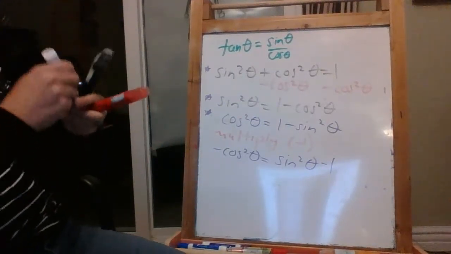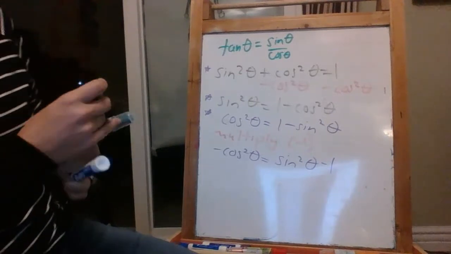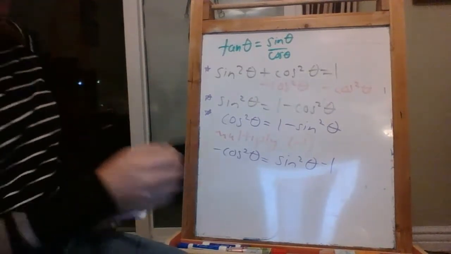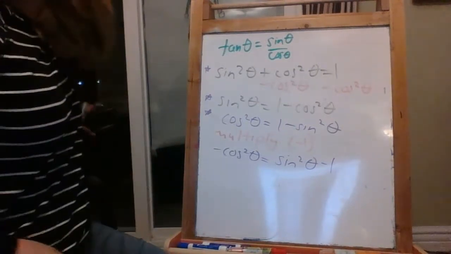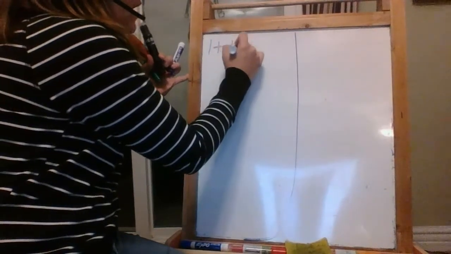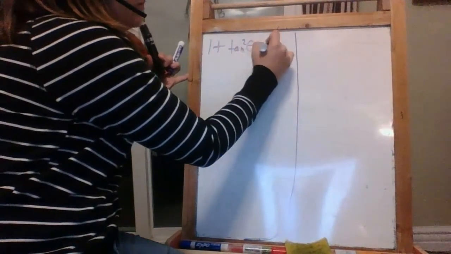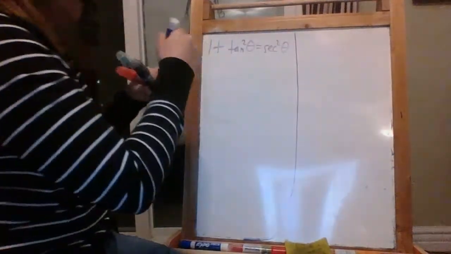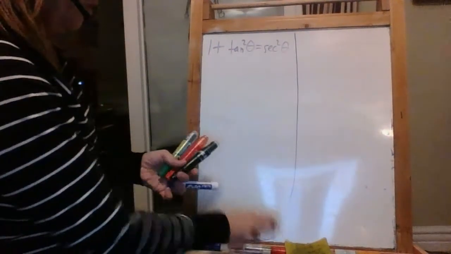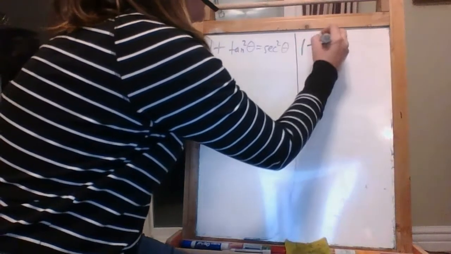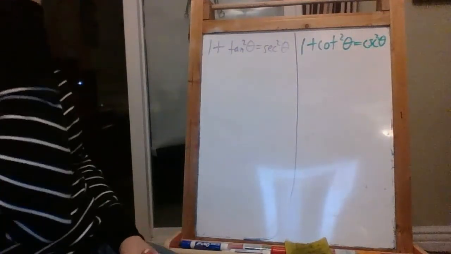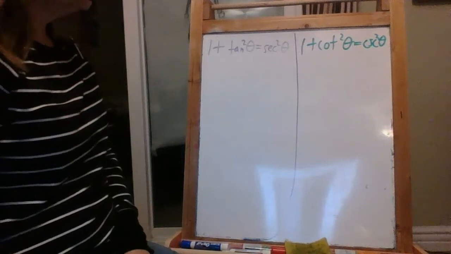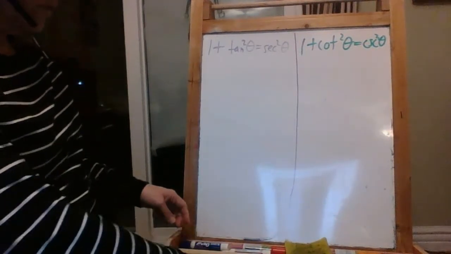So now I would like you to go ahead and try to write the other Pythagorean identities in their alternate form. So 1 plus tangent squared theta equals secant squared theta, versus the other one is 1 plus cotangent squared theta equals cosecant squared theta. So just two different tricks to remember these. I like to see the similarities and differences between these.